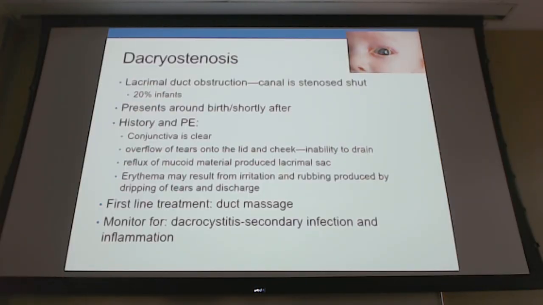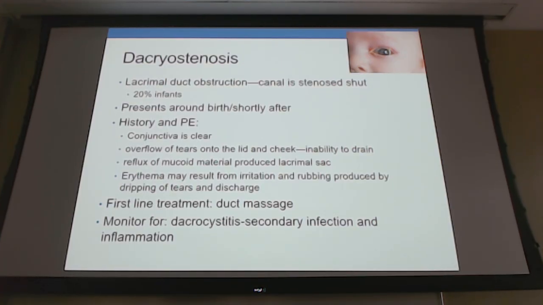And then dacrostenosis. Stenosis is not stenitis or any kind of itis. So this is not an infection. And that's what I want you to take away, if nothing else from this slide. This is not an infection. We see this all the time in kiddos.